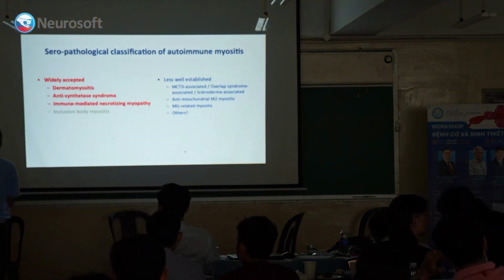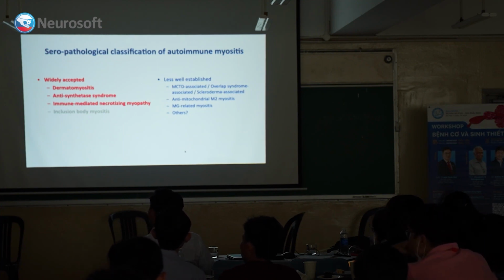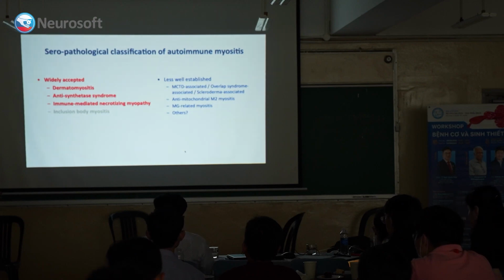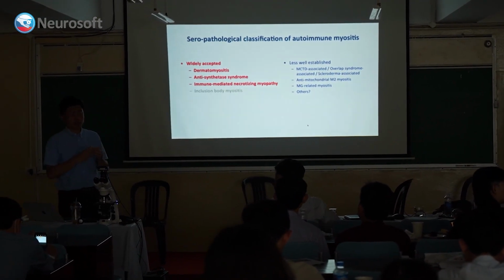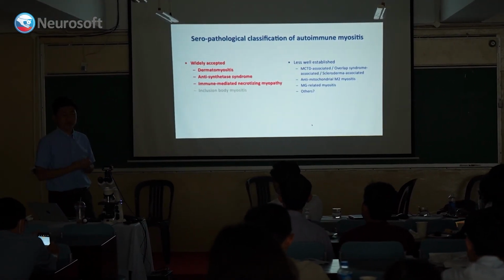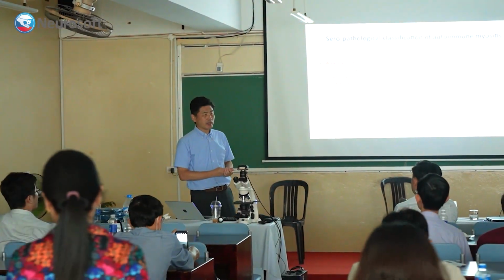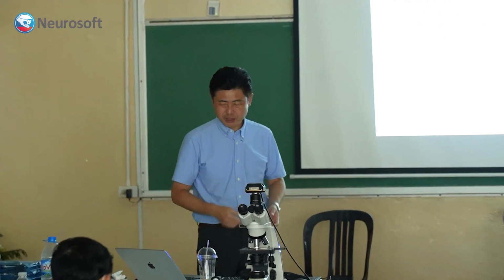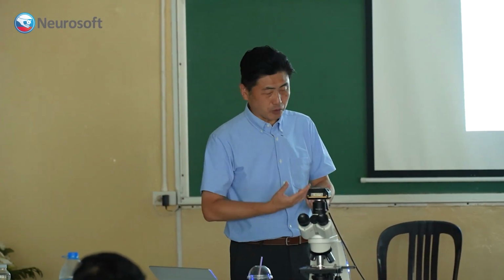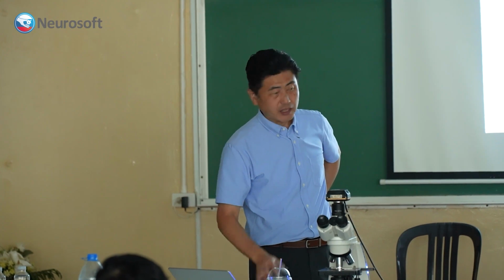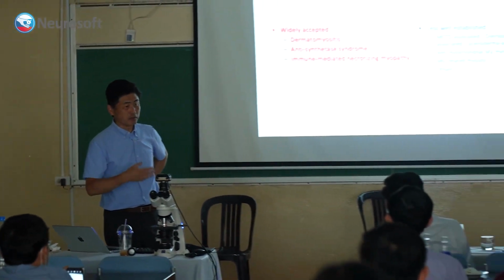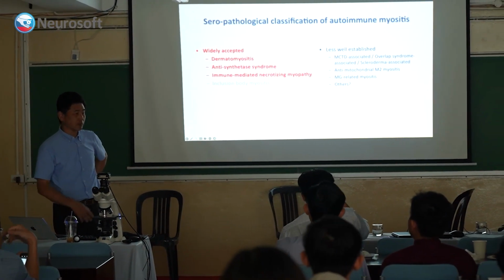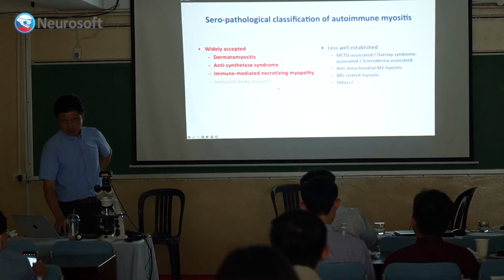So previously, myositis was divided into just two: dermatomyositis and polymyositis. Then IBM came. So maybe there are three myositis: dermatomyositis, polymyositis, IBM. And this classification is still used by rheumatologists and dermatologists. But actually, it is changing, really changing. And now widely, at least in the muscle pathology field, there is dermatomyositis as an independent subtype, anti-synthetase syndrome, like Jo-1 positive or anti-ARS positive cases, immune-mediated necrotizing myopathy like SRP, HMGCR, and inclusion body myositis.